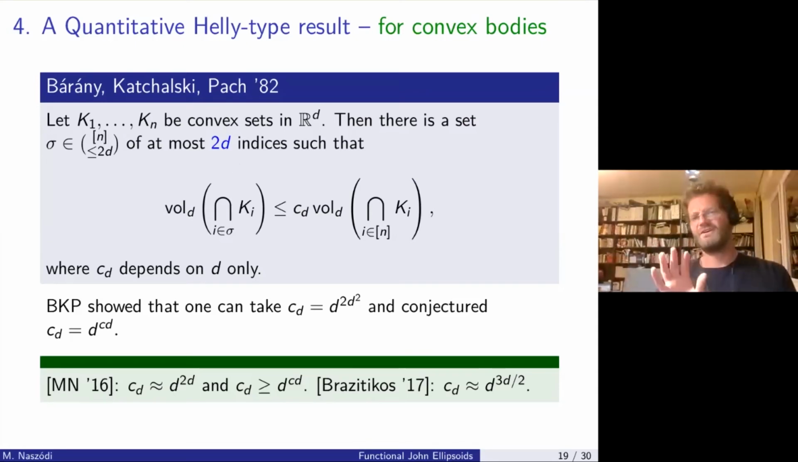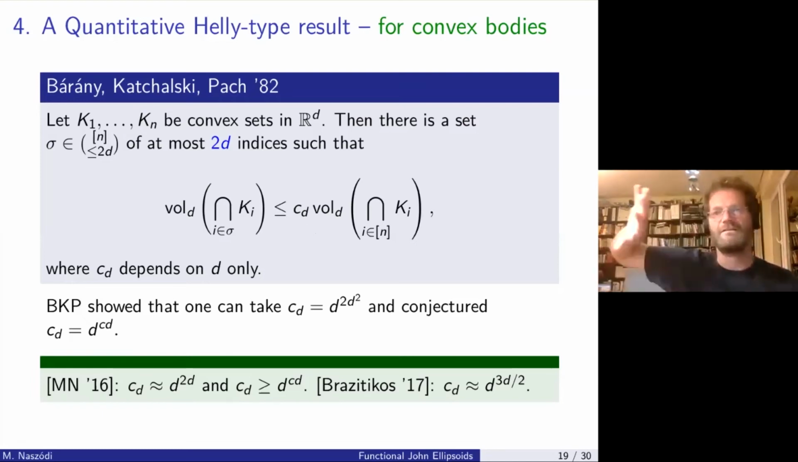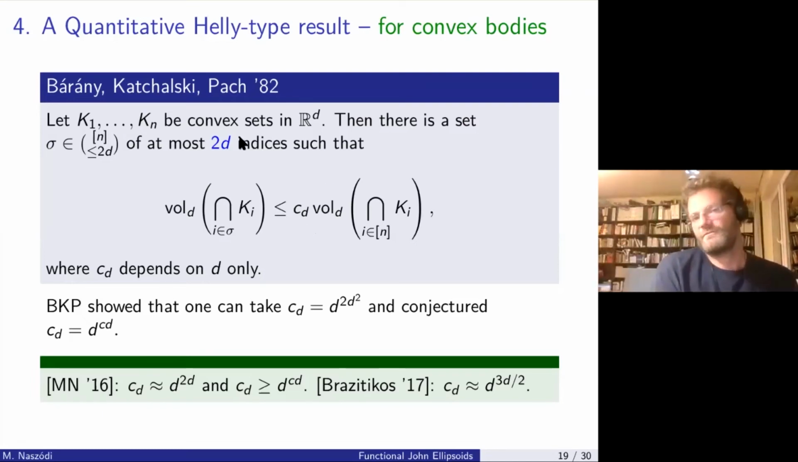I'm bluffing here. Let me just say there is a constant, but a constant that we have control over, so that if you take constant to the d, if you put constant to the d here, then here you only get error 1 plus epsilon. So you can think of it as an approximation result, right?